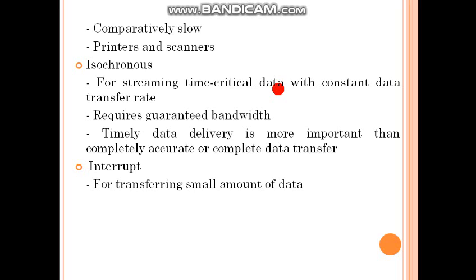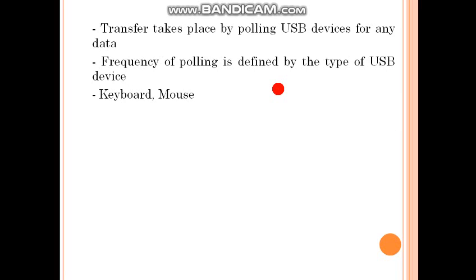Isochronous is for streaming time-critical data with a constant data transfer. It requires a guaranteed bandwidth, where timely delivery is more important than completely accurate data. Interrupt is for transferring a small amount of data. The transfer takes place by polling the USB device for any data. The frequency of polling is defined by the type of USB device, like the keyboard and mouse.